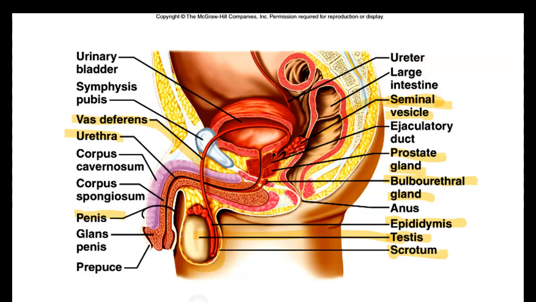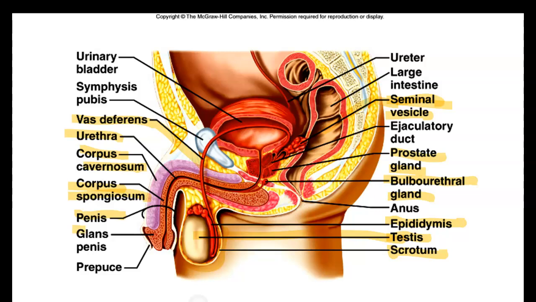Now the penis is going to be a cylindrical organ that fills with blood and becomes erect. And this is going to make this organ functional to deliver the sperm. Now the tissue that's going to be found in the penis is going to be called the corpus cavernosum and the corpus spongiosum. And basically this is going to be kind of like hollow open space connective tissue that is going to fill with blood, and as it fills with blood it does cause the organ to become erect.